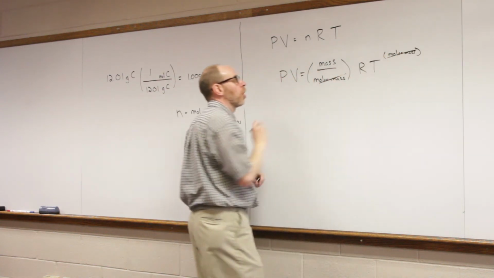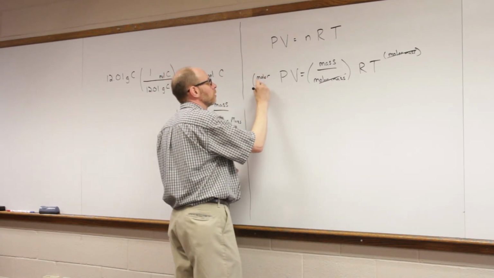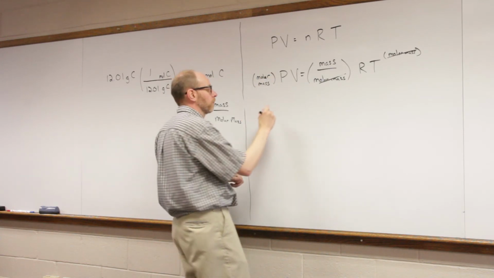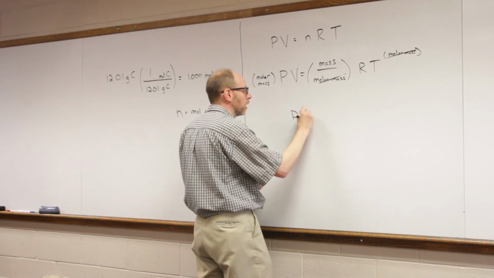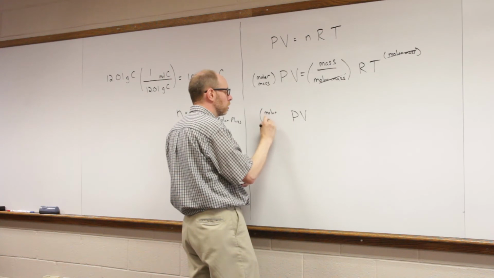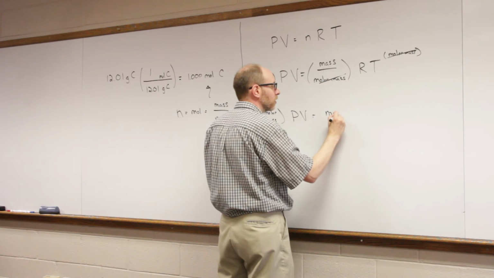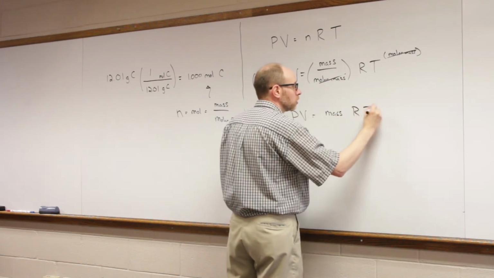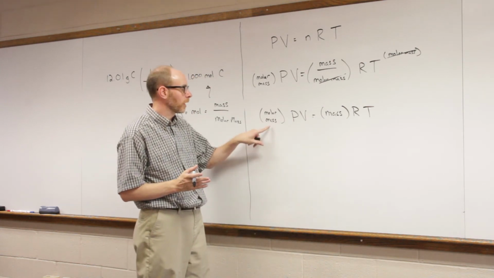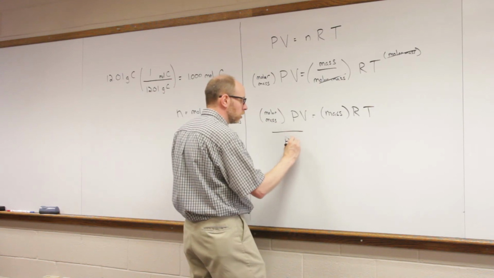So the molar mass crosses out on the right, and we end up with molar mass on the left-hand side. Right? So if I write that out, I get pressure times volume times the molar mass is equal to the mass of the gas times R times T. Good so far. We want to get molar mass all by itself, so we're going to divide both sides by pressure times volume.